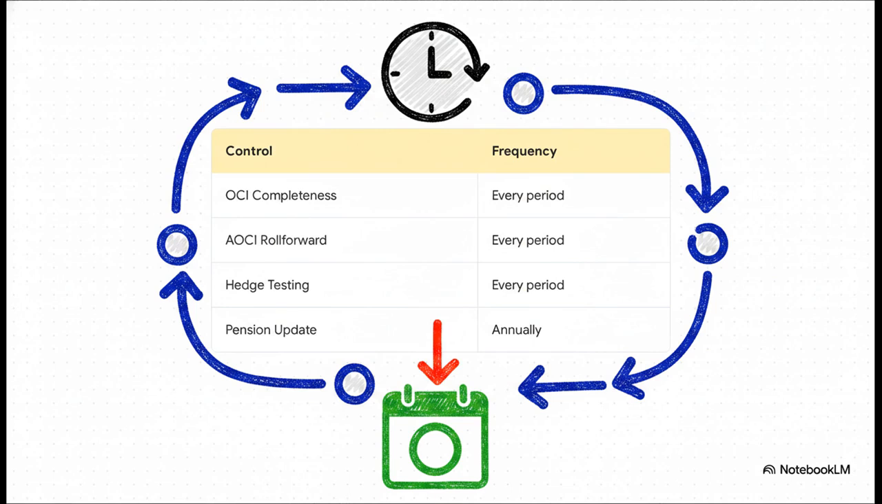Notice a pattern here? Checking OCI completeness and reviewing reclass triggers? Every period. Reconciling the AOCI roll forward and checking tax effects? Every period. Testing hedge effectiveness? Yep, every period. The only major control that generally happens just once a year is the pension OCI actuarial update. Almost everything else requires your team's attention during every single close cycle.